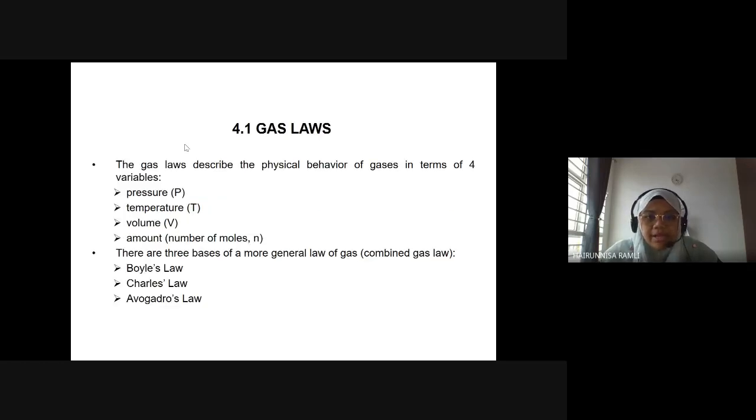Okay, so the gas laws describe the physical behavior of gases in terms of four variables. So of course, gas tak boleh lari daripada pressure. Okay, and then temperature boleh berubah. And then volume. Lepas tu amount. Amount ni kita lebih relatekan dengan number of moles. Okay, so there are three bases of a more general law of gas, which is Boyle's, Charles's and Avogadro's law.